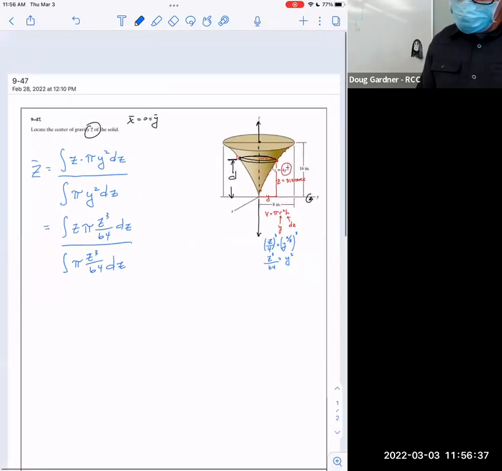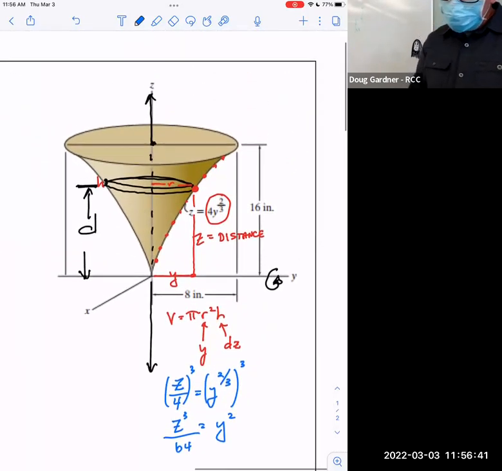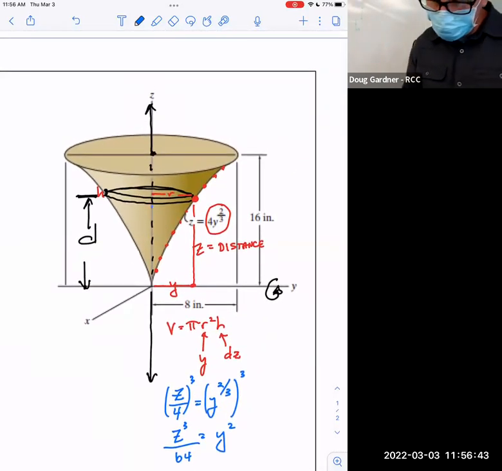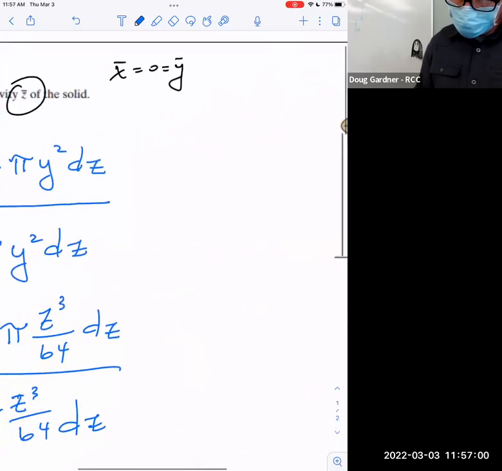And what are my limits of integration in this problem? Where does that slice live as I let it slide up and down through the shape? Everywhere from, well, we need z's, right? Z's are in this direction. Everywhere from 16 to 0. You agree with that?